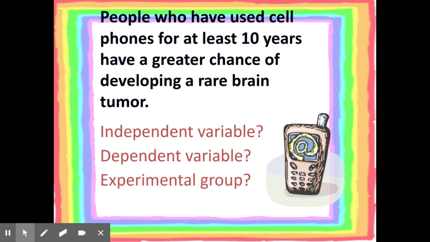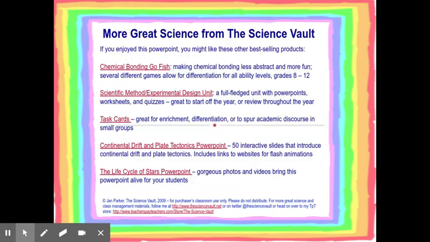Experimental group, that's the people using the cell phone. And one possible control group, somebody who hasn't used a cell phone over the past 10 years.